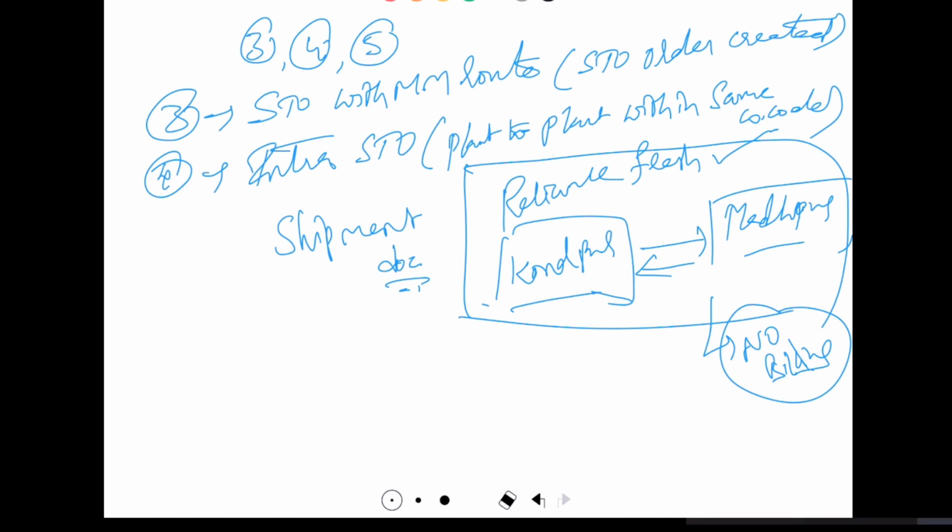Anyone knows about the shipment document? What contents will be there? EWA will be there, invoice will be there. EWA will be mandatory in shipment, right? Yeah. And okay. In the shipment, what will happen?